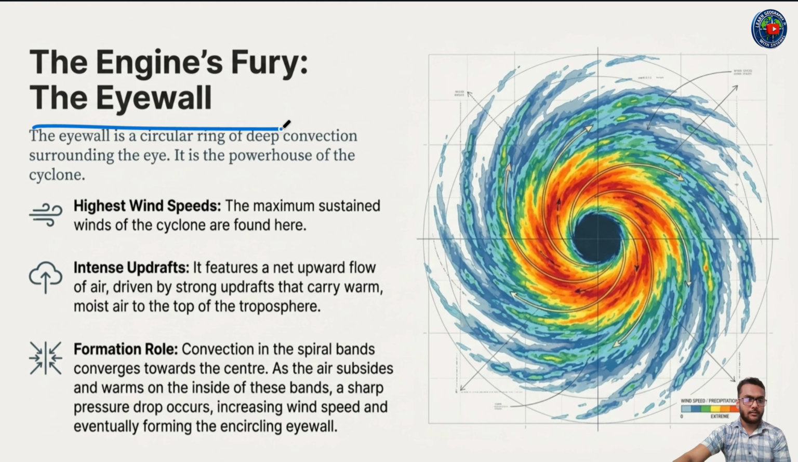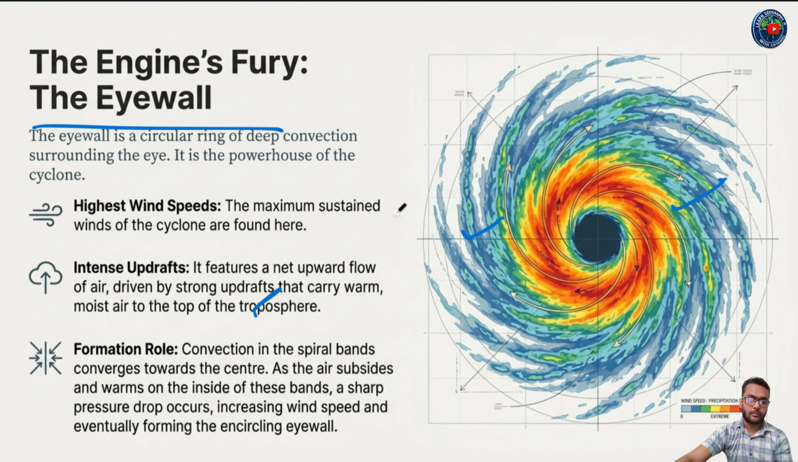Then the eye wall. This is the eye wall portion. The eye wall is a circular ring of deep convection surrounding the eye. It is the powerhouse of the cyclone. Highest wind speed: the maximum sustained winds of the cyclone are found here. Intense updraft: it features a net upward flow of air driven by strong updrafts that carry warm, moist air to the top of the troposphere.